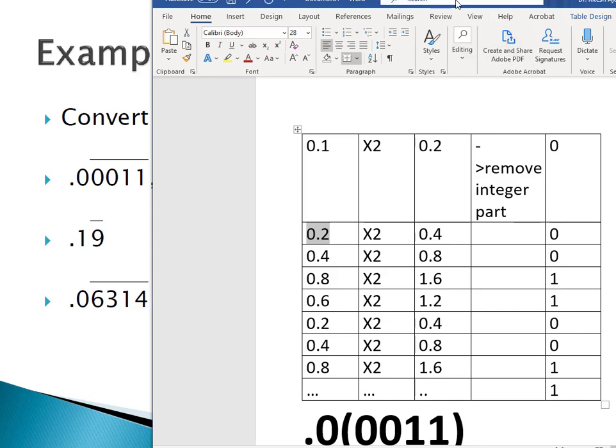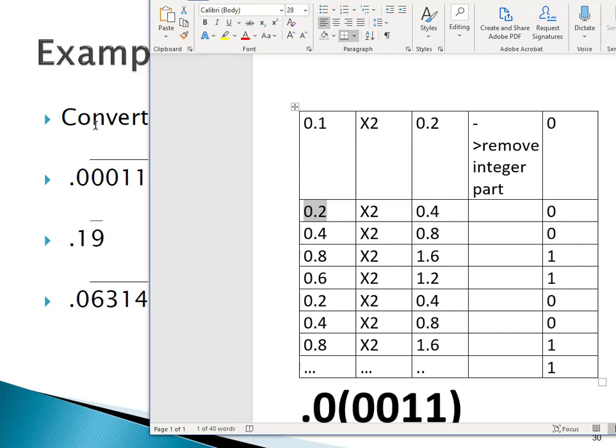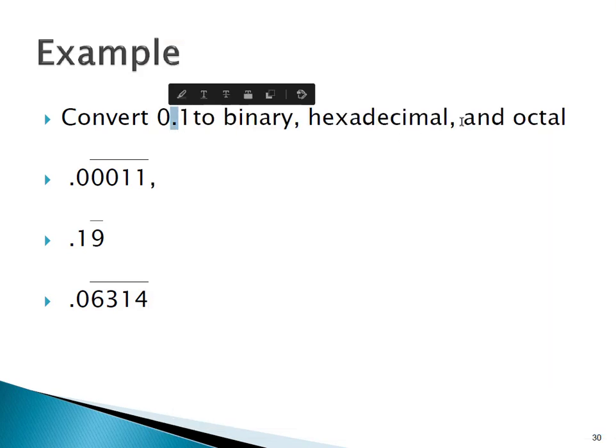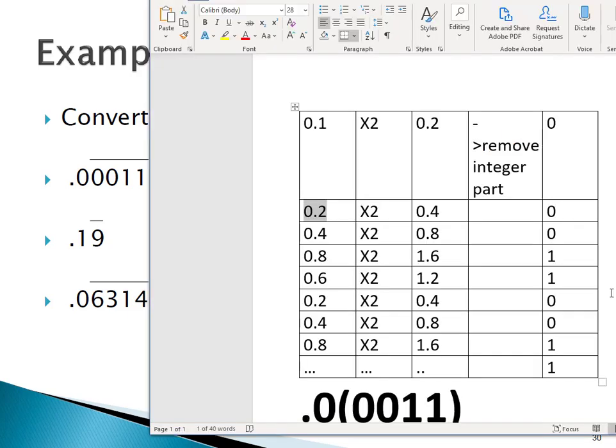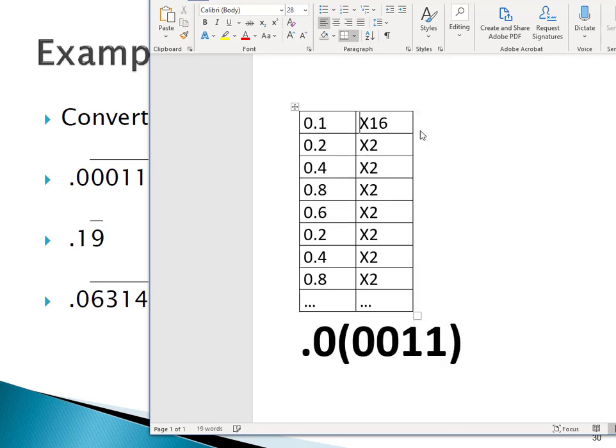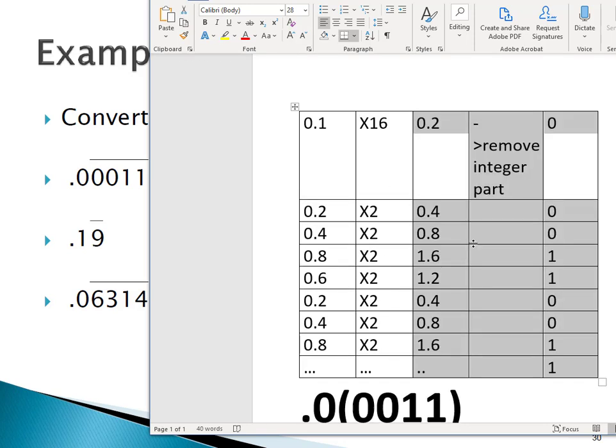And that's basically how you would do the conversion from base 10 to any base. So for hexadecimal, you would not be multiplying by 2. You'll be multiplying by 16. Okay? And you would do the same table, but you'd be multiplying by 16. The same table multiplying by 16.